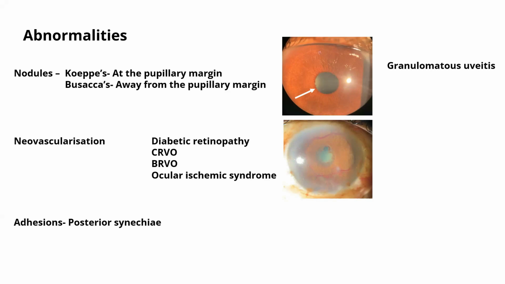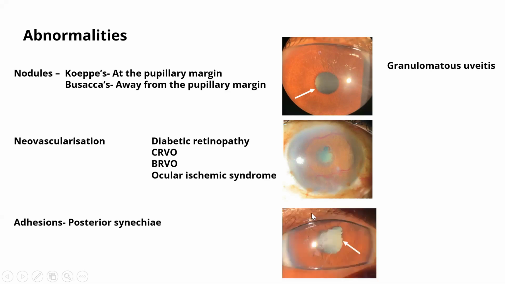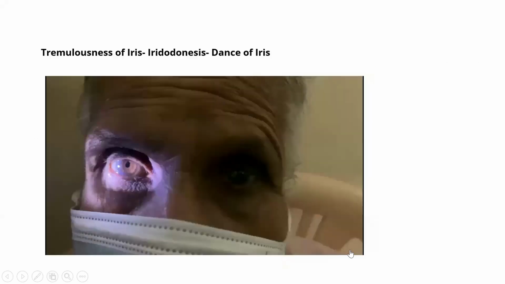Normally the iris is not adherent to the lens which is behind it. But sometimes you might see the iris being adherent to the lens capsule, which is called posterior synechiae. When you see posterior synechiae, you'll comment about posterior synechiae being present and for how many clock hours they are there and whether they're contiguous or non-contiguous. Again, posterior synechiae are seen in case of uveitis.